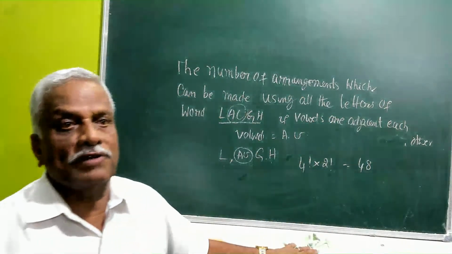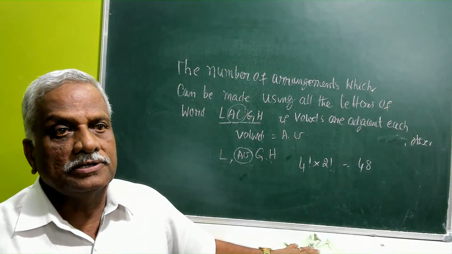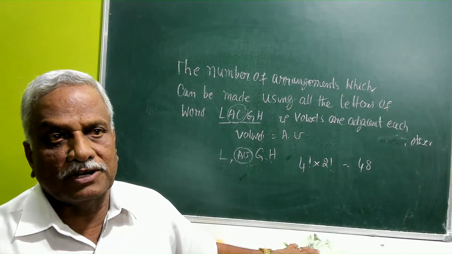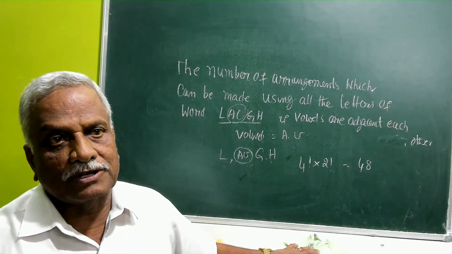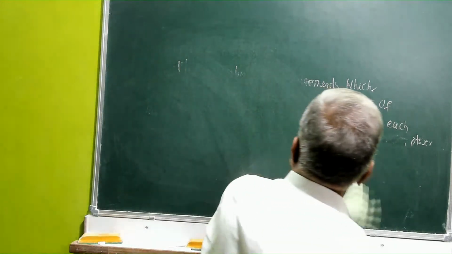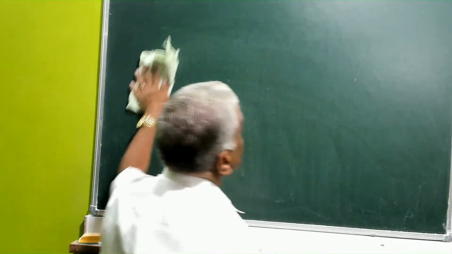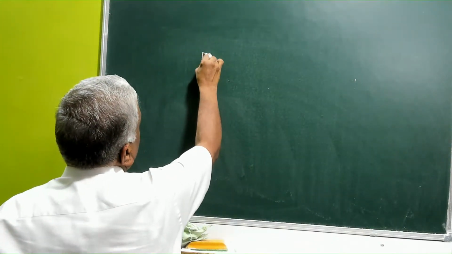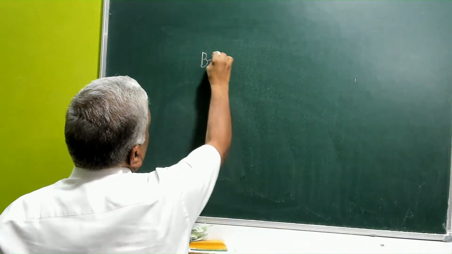1 factorial is 1, 2 factorial is 2, 3 factorial is 6, 4 factorial is 24, 5 factorial is 120, 6 factorial is 720. So all this you should remember. So we will move on to the next chapter, binomial theorem.